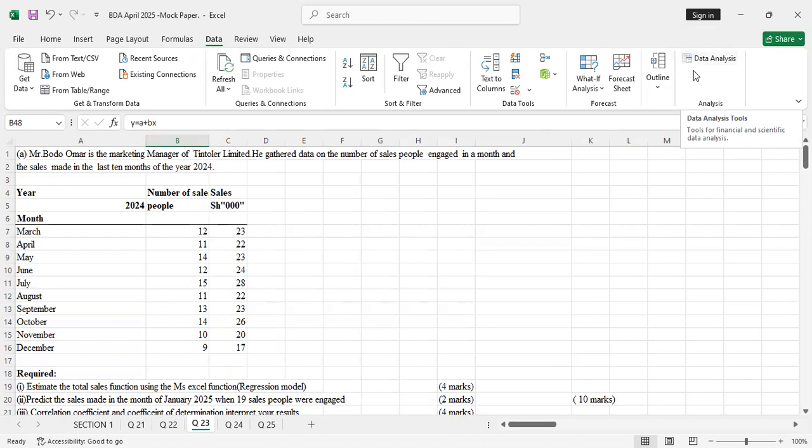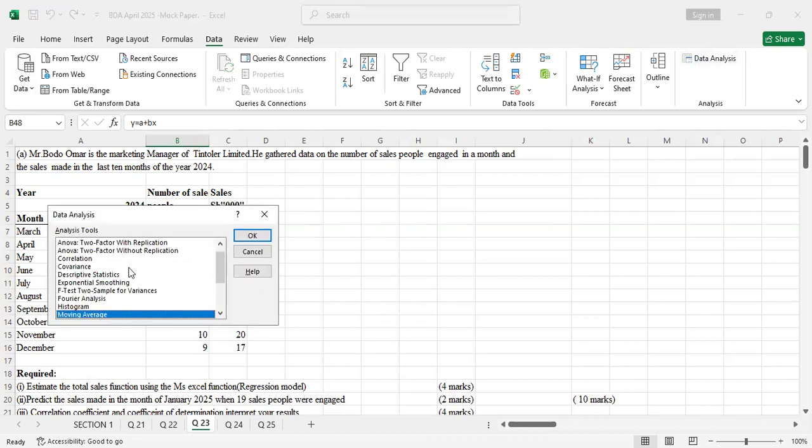We'll just go to file, then you go to options, then you go to add-ins, then you click the analysis tool that you'll be able to choose. Because it's already here, it allows me to use it. So you click that data analysis tool, and I'm looking for regression. So I'll select regression and I'll say okay.